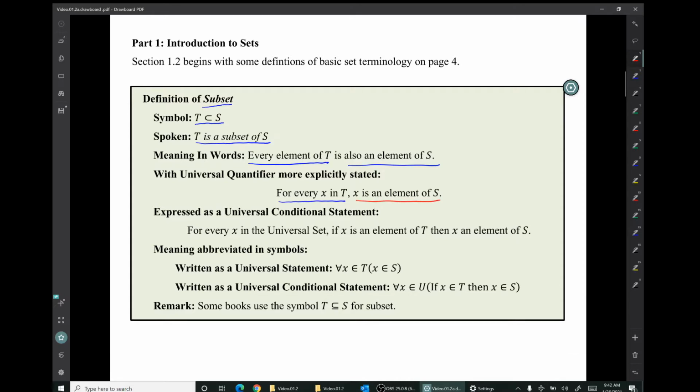Or if we want to express it as a universal conditional statement, for every x in the universal set, if x is an element of T, then x is an element of S. Now in this universal conditional statement, we have this green statement, x is an element of T, which is called the hypothesis of that conditional statement. And this statement, x is an element of S, is called the conclusion of that conditional statement. And the thing in front, the blue phrase, is the quantifier.